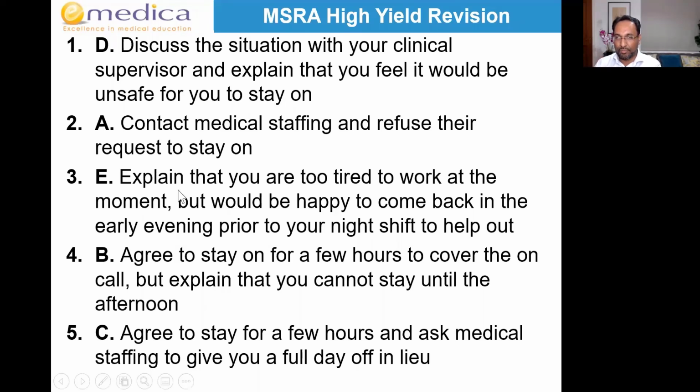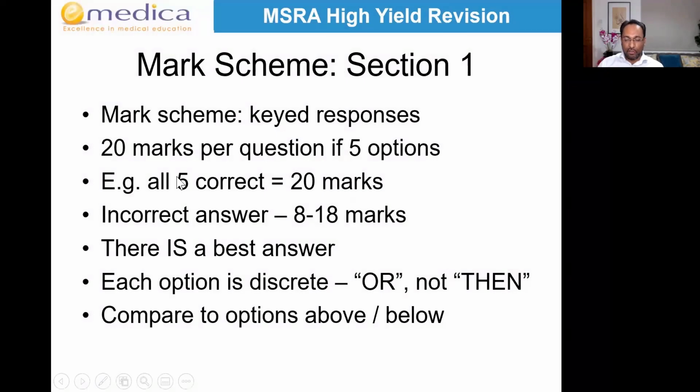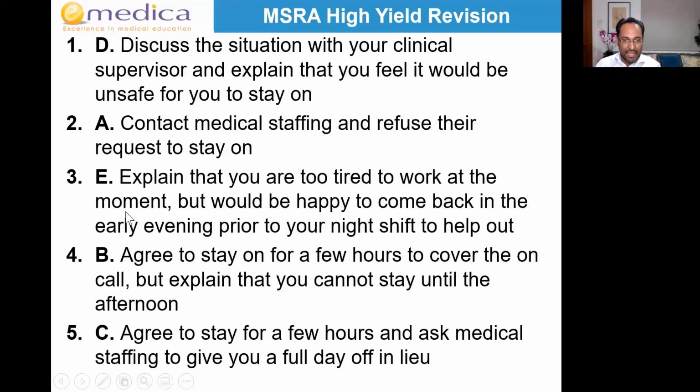That's really, really important. Okay, so section 1 is really complex how it's marked. It's marked using keyed response marking. So if there are 5 options, you get 20 marks if you get it fully right. So if you had D, A, E, B, C, you get 20 out of 20. What if you had 3 right and 2 wrong? How many marks would you get?